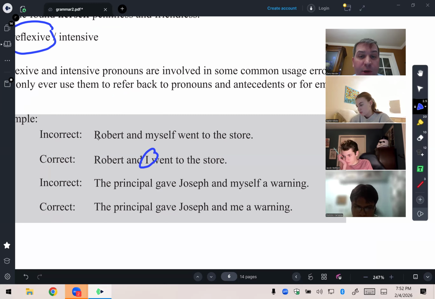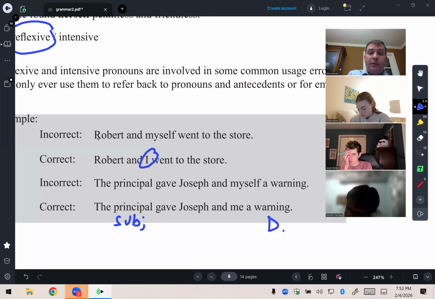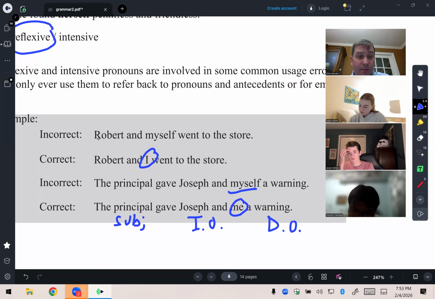The principal gave Joseph and myself a warning. So the principal is our subject. The warning is a direct object, and Joseph and me are indirect objects. So it would not be reflexive.